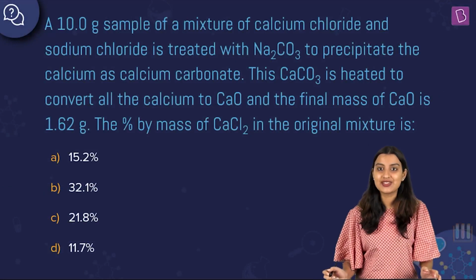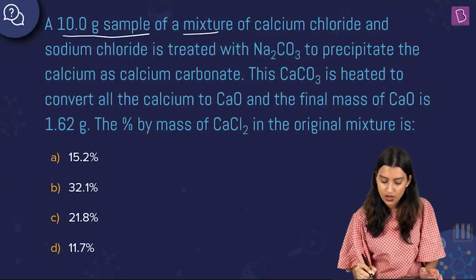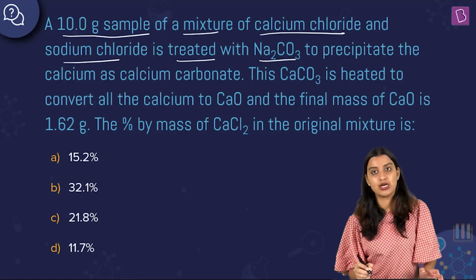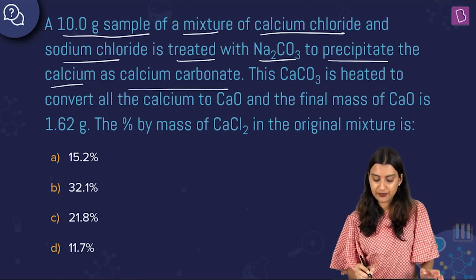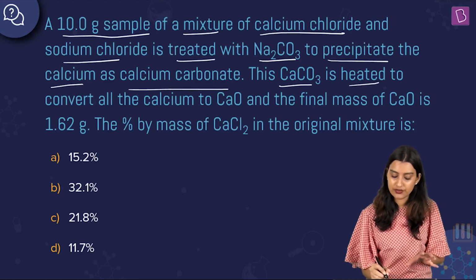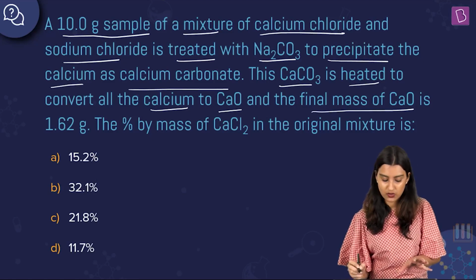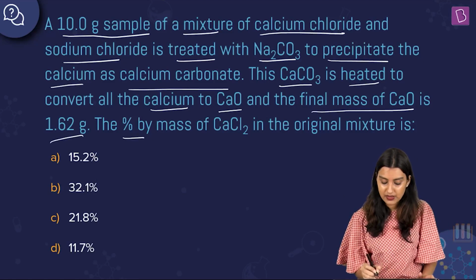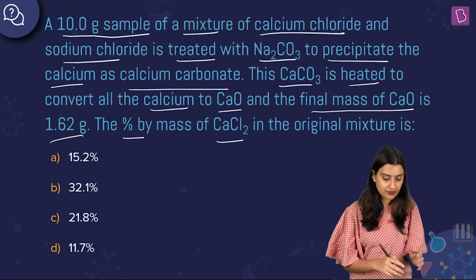Okay, so here in this question, they're saying that a 10-gram sample of a mixture of calcium chloride and sodium chloride is treated with sodium carbonate to precipitate the calcium as calcium carbonate. Fine. This calcium carbonate is heated to convert all of the calcium to calcium oxide, and the final mass of calcium oxide is 1.62 grams. Okay. The percentage by mass of calcium chloride in the original mixture is going to be what?